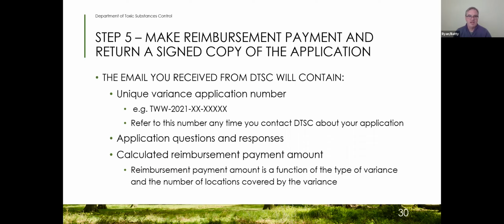The email will also have all of the questions and responses, so all of your answers that you put in the application. The third thing in the email is the calculated reimbursement payment amount. That's going to be a function of the type of variance you apply for and the number of locations covered by the variance. Just a quick point: under the statute that we issue variances under, we're required to recover our costs for processing variance applications. That's the purpose for the reimbursement payment. Next slide, please.